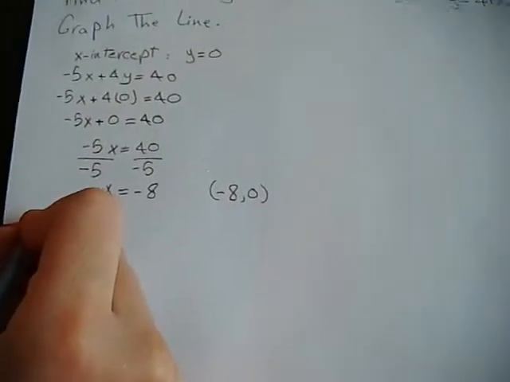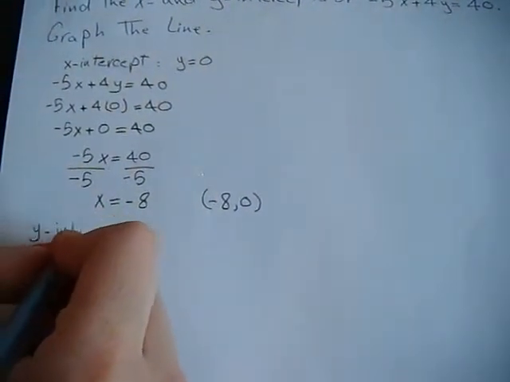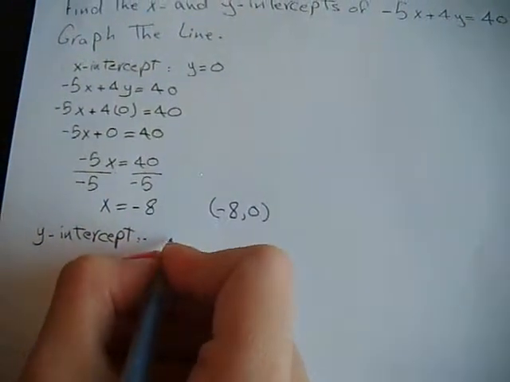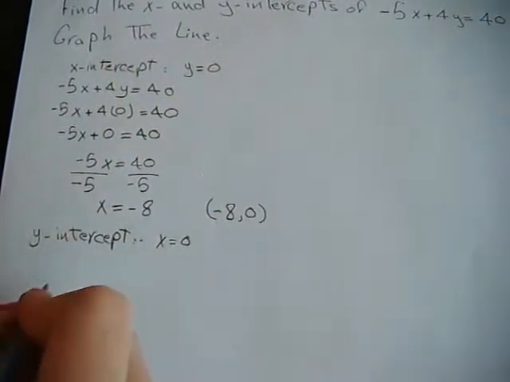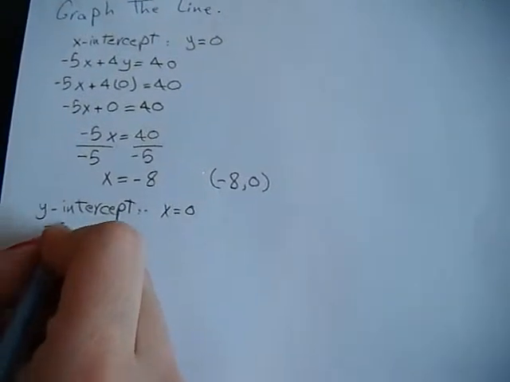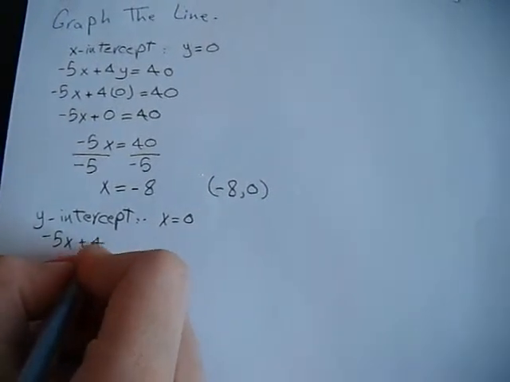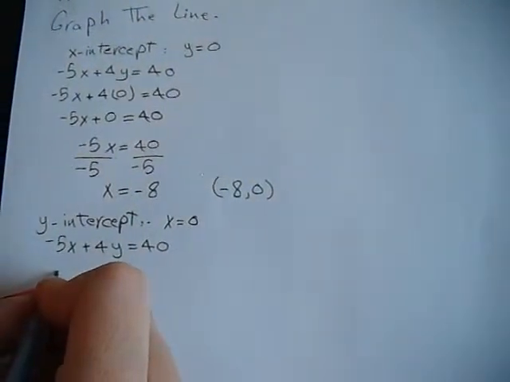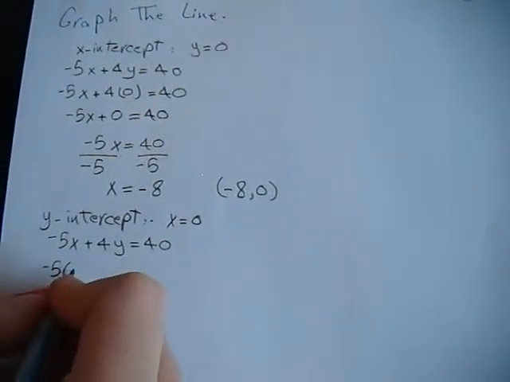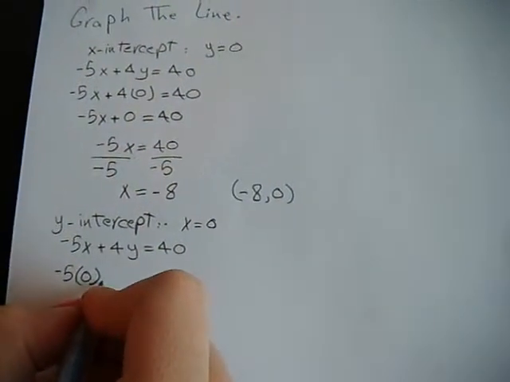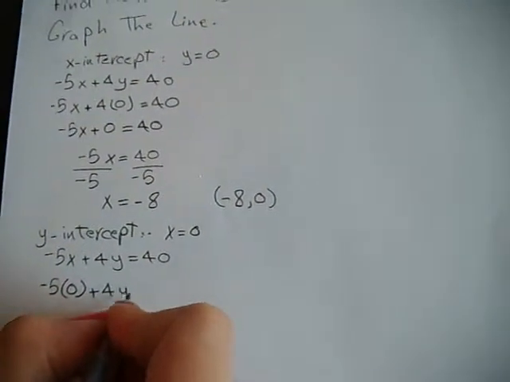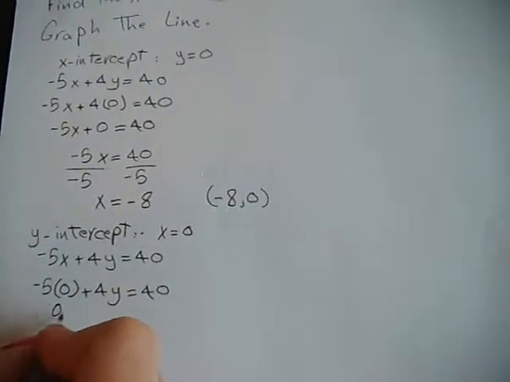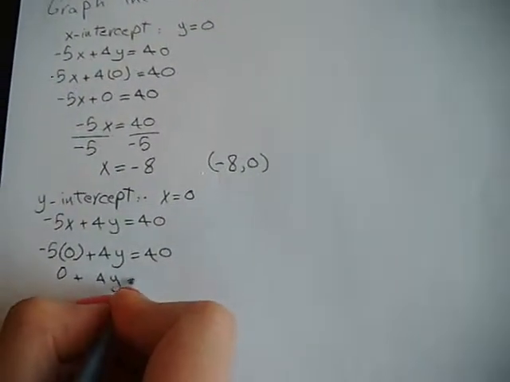Second, we're going to find the y intercept, where now our x is 0. Our equation is -5x + 4y = 40. So we're going to put in -5 times 0 plus 4y equal 40. -5 times 0 is 0, plus 4y equal 40.